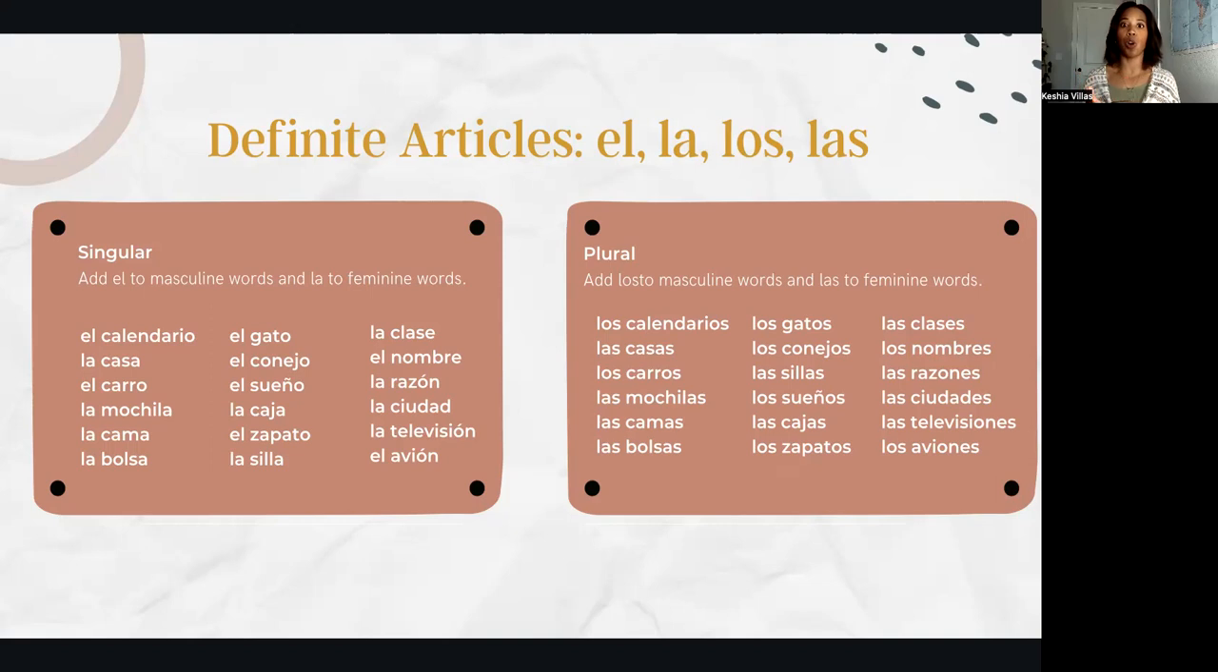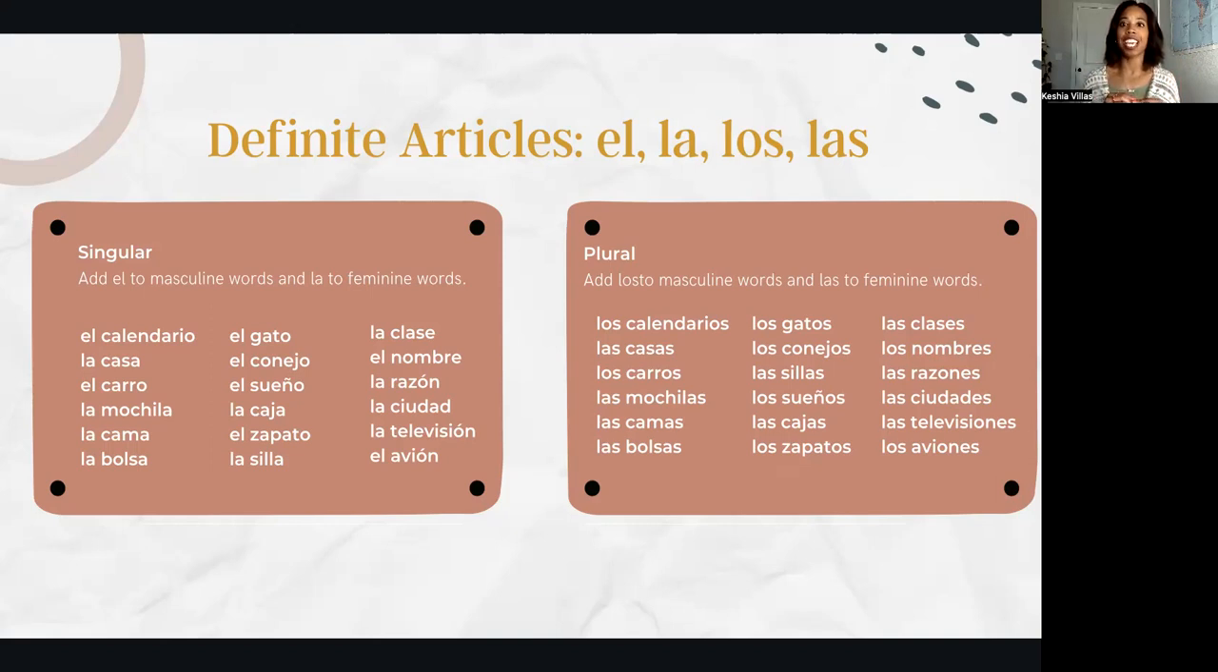Okay, so let's move on to our plural words. We're going to add los for masculine words and las for feminine words. So we have los calendarios, las casas, los carros, las mochilas, las camas, las bolsas, los gatos, los conejos, las sillas, los sueños, las cajas, los zapatos, las clases, los nombres, las razones, las ciudades, las televisiones, los aviones. I hope that you're getting a feel for these and how they sound with the article in front of it.